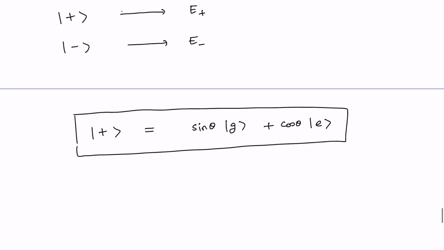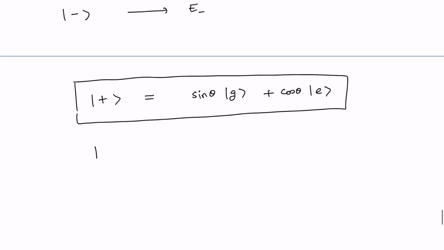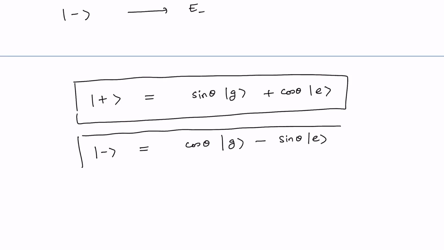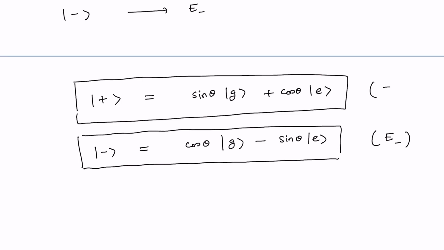And similarly for the other one, |−⟩, it has to be such that, let me first write it, and there is a reason why it has to be of this form. It would be cos θ |g⟩ minus sin θ |e⟩. Okay, this is |−⟩, which corresponds to the energy eigenvalue E minus, and this |+⟩ corresponds to the energy eigenvalue E plus.